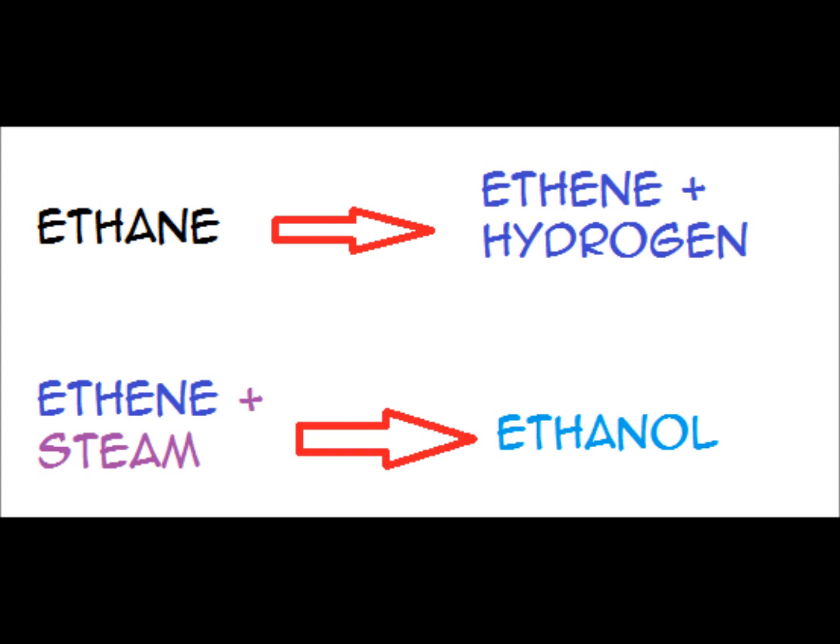Steam. Ethene can be reacted with steam to produce ethanol. Ethane, a hydrocarbon, is split to form ethene and hydrogen gas. Ethene reacts with steam to make ethanol at 300 degrees and 70 atmospheres pressure, with phosphoric acid as a catalyst.